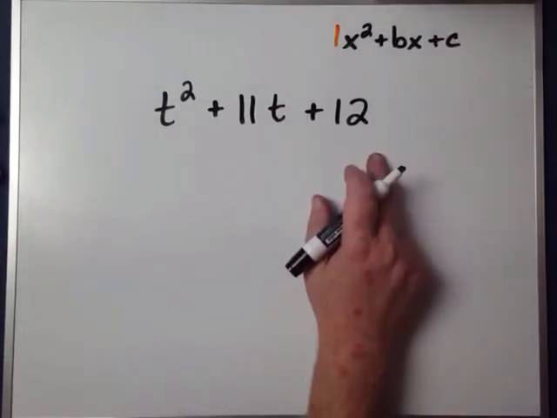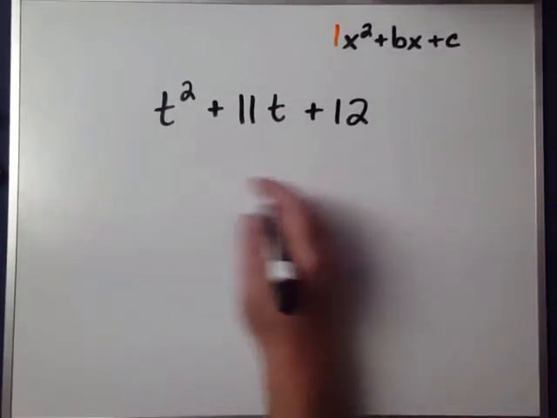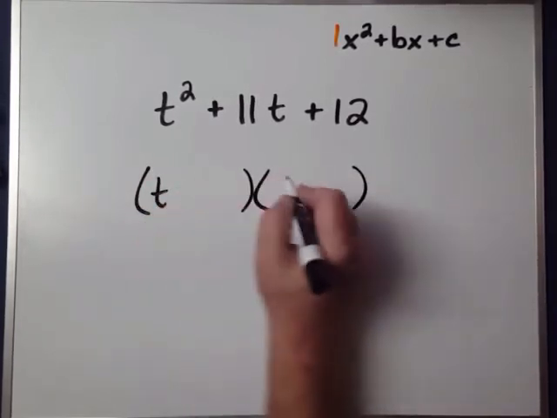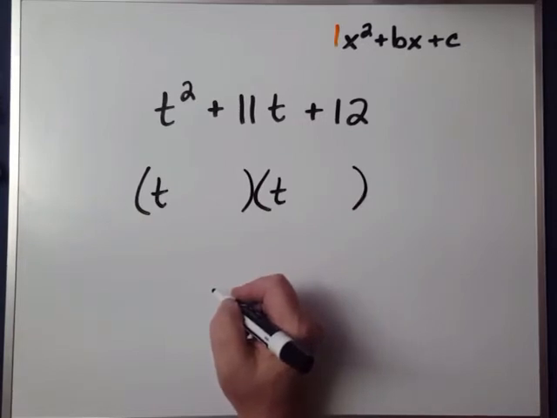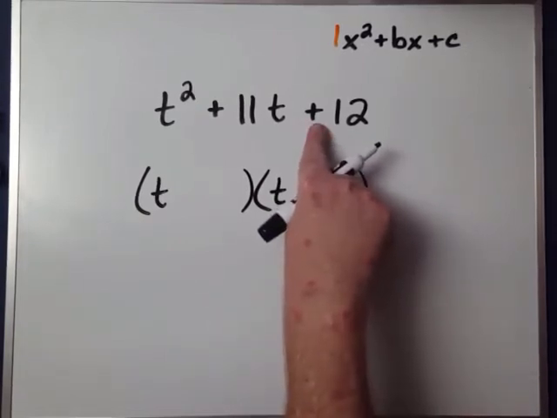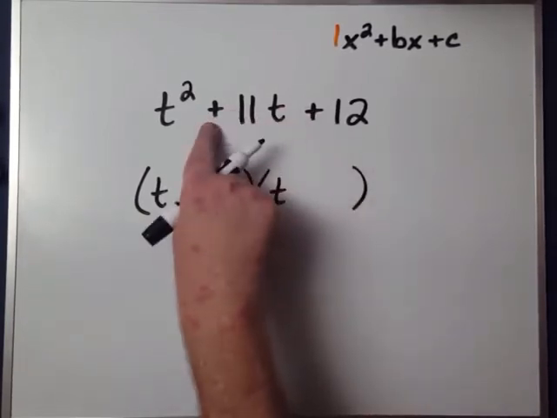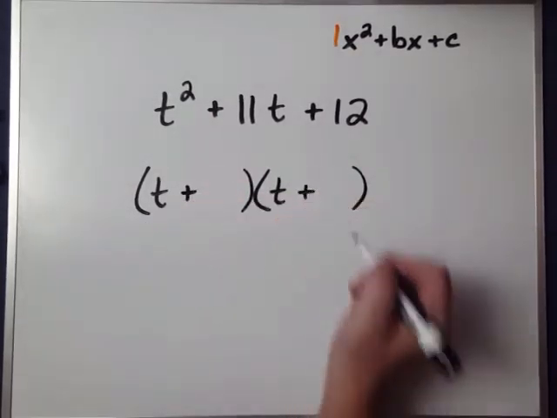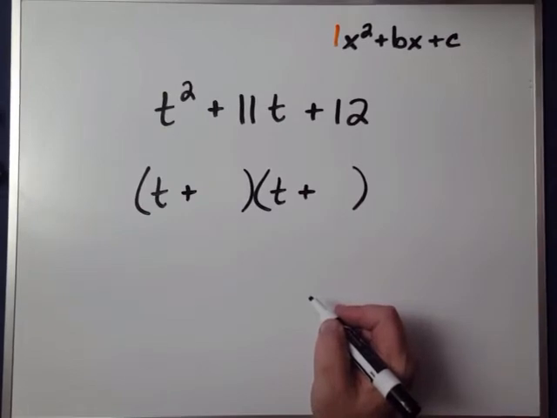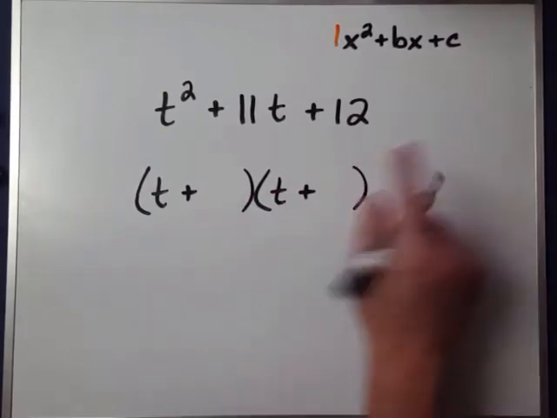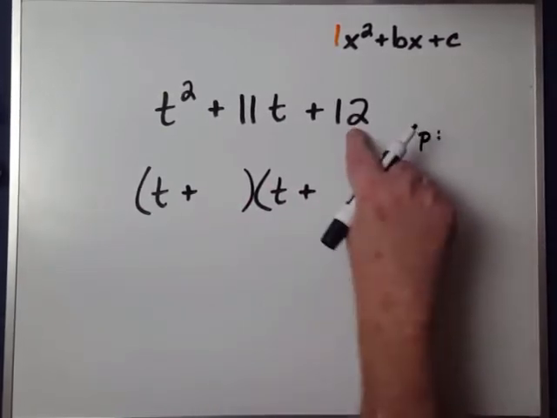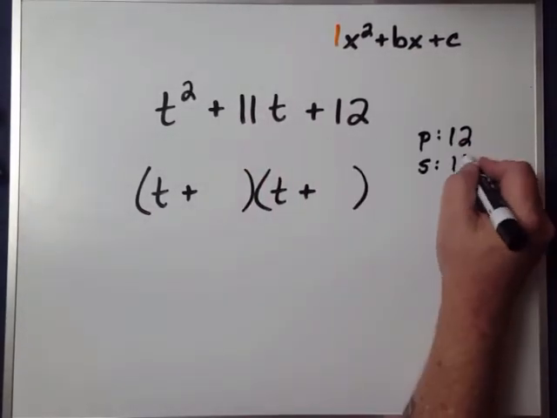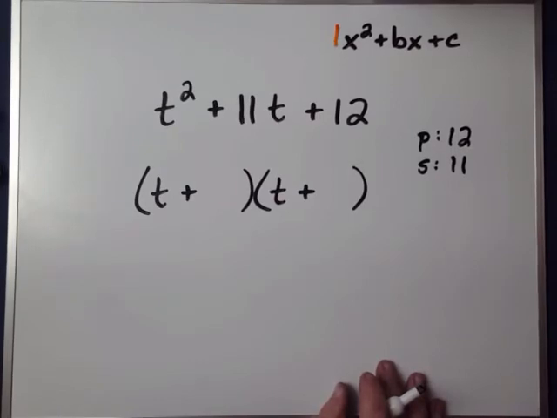I need to factor this trinomial. If it factors, it will factor as a pair of binomials, each starting with t. Right here, I know my signs will be the same. In fact, they will both be positive. And I'm looking for two numbers whose product is 12 and whose sum is 11. Now, what two numbers will do that?